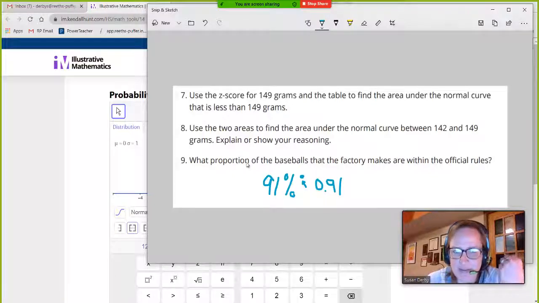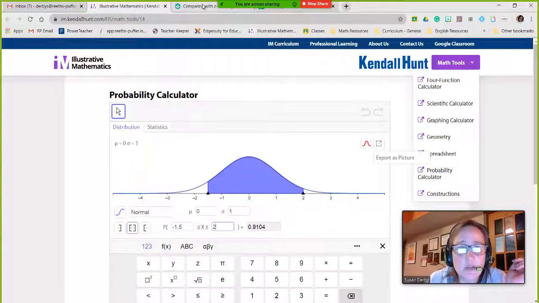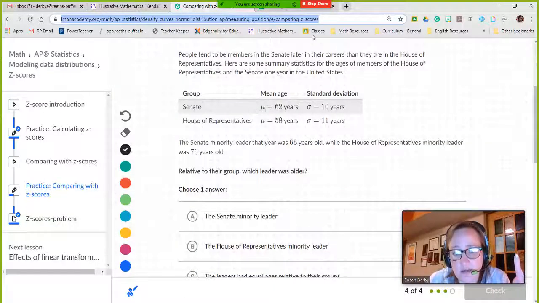Z-scores ultimately allow us to compare apples and oranges. Okay, so we've been talking a lot about data and statistics, but sometimes we can't always compare the exact same things. So far we've been looking at baseballs and baseballs, but in some of your practice coming up, you're going to be comparing z-scores like here on Khan Academy. And so they're comparing ages of people in the Senate and people in the House of Representatives. Now this is true data, so some pretty interesting things, right? People who are members of the Senate tend to be later in their careers than they are in the House of Representatives.